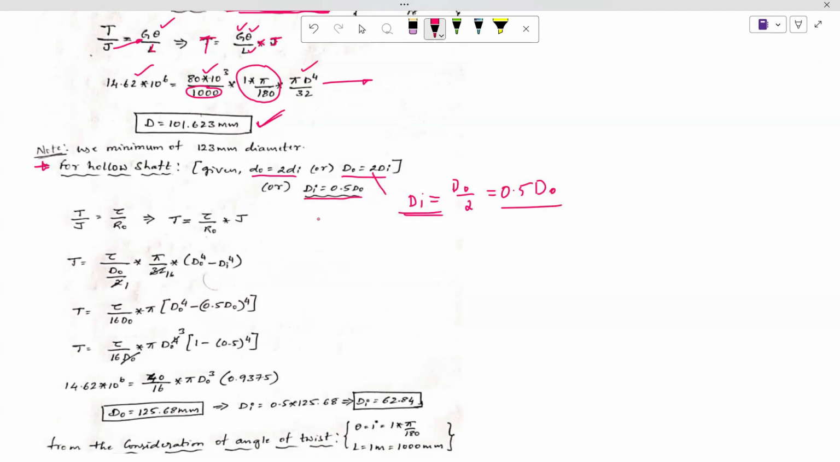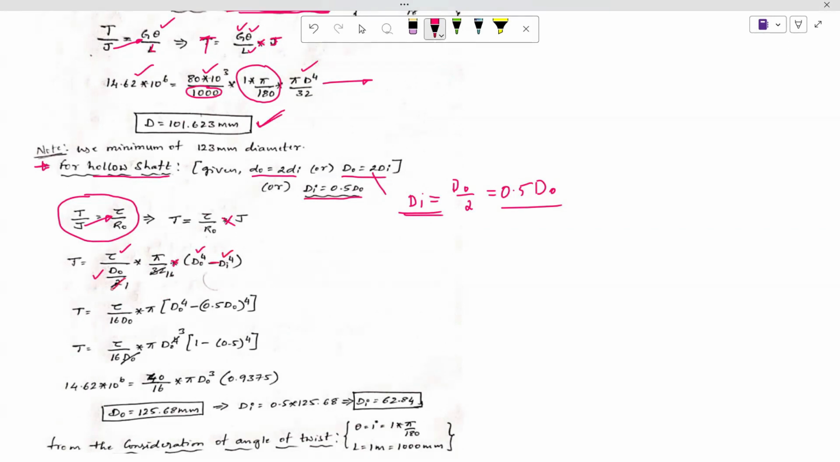Let's see what we are going to get from this. Again, use the torsional equation. T by J is equal to tau by R naught, where R naught is the outer radius. Just do the cross multiplication, so you will be getting T is equal to tau by R naught into J. Tau in the numerator, R naught in the denominator, that is d naught by 2. Next one is J. J is the polar moment of inertia. Here we are considering a hollow shaft, that's why pi by 32 multiplied by d naught to the power of 4 minus di to the power of 4.